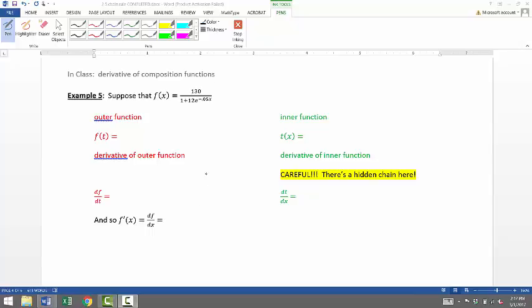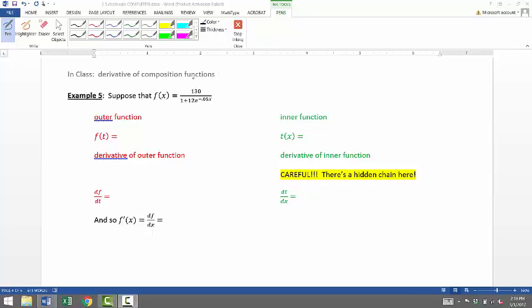In this video, we're continuing with our discussion of the chain rule and doing further examples. This is starting on page 4, example 5. So in example 5, we are given the function f of x equals 130 divided by 1 plus 12e to the negative 0.05x. This is a logistic function.